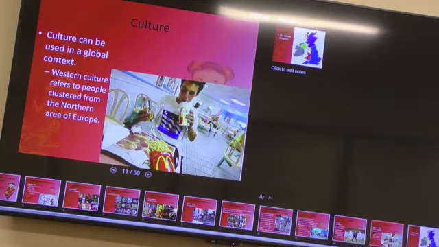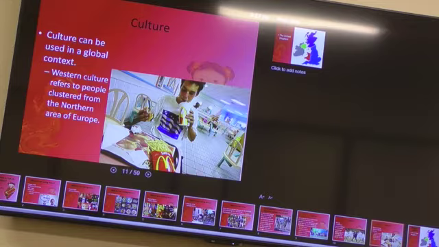Culture can be used in a global context. Western culture refers to people clustered from the northern area of Europe. I remember the first time I went to McDonald's in Japan. I remember going to McDonald's in Germany. There's one in Karlsruhe, which was about 50 or 60 miles away. So we had to eat German food until they opened the McDonald's. Of course, the Germans are different than we are. So the Germans had beer in their McDonald's. So you could buy a beer. And the Dutch had beer too, so that was kind of interesting. I mean, it's not every day you can go into McDonald's and buy yourself a brewski, but that's the way it worked. So Western culture has to do with Northern Europeans.